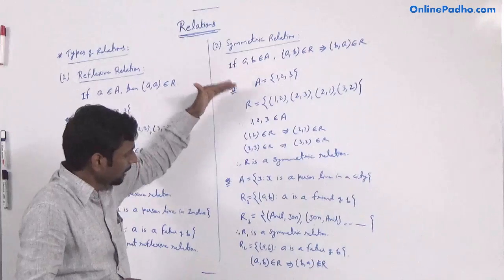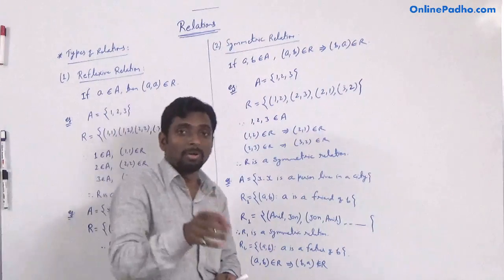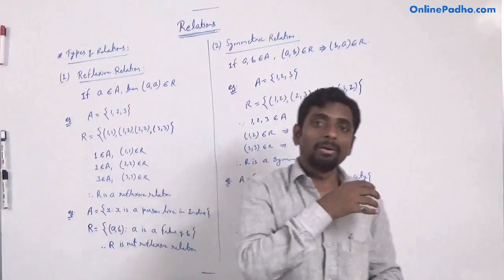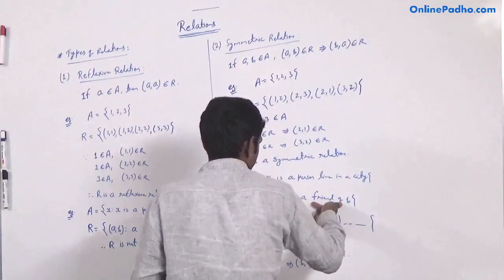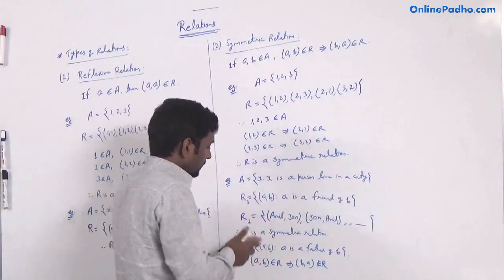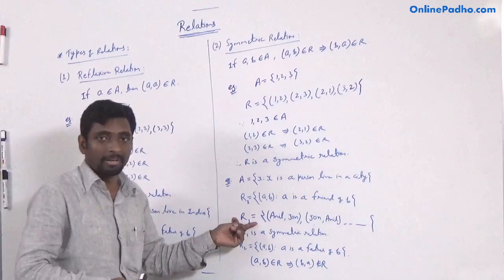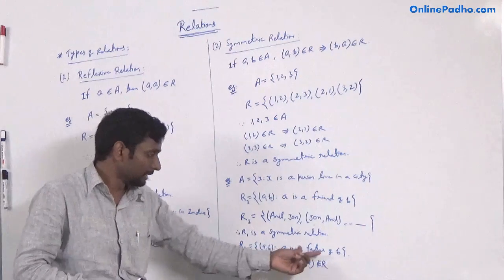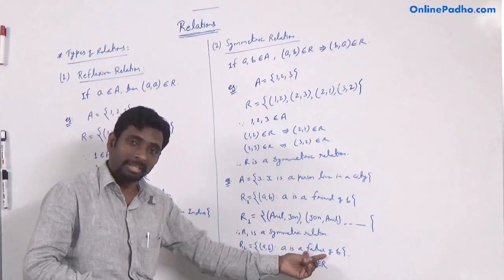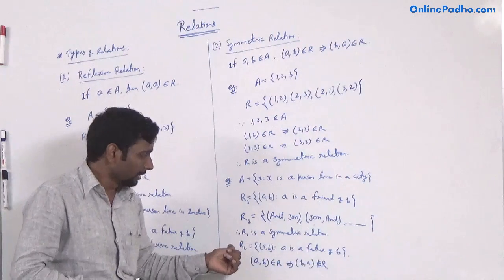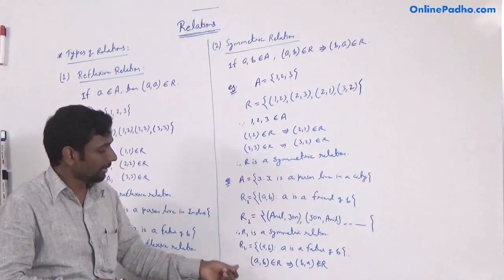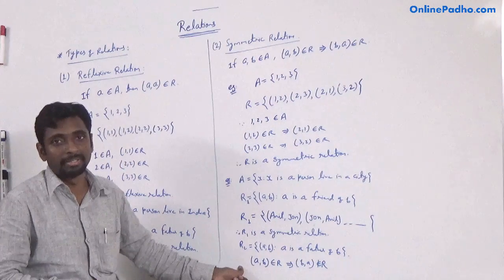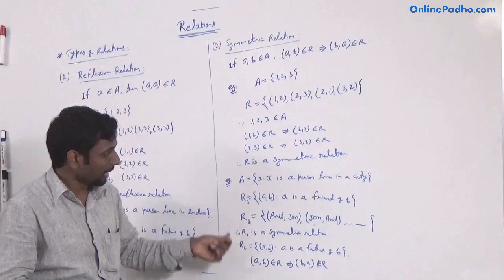Because in the case of a symmetric relation, if (A, B) belongs to the relation, then (B, A) must also belong to the relation, right? In the case of friend, this is a symmetric relation. R1 is a symmetric relation. But in the case of father, son, or wife, this is not a symmetric relation. So R2 is not a symmetric relation. R1 is symmetric, but R2 is not symmetric.